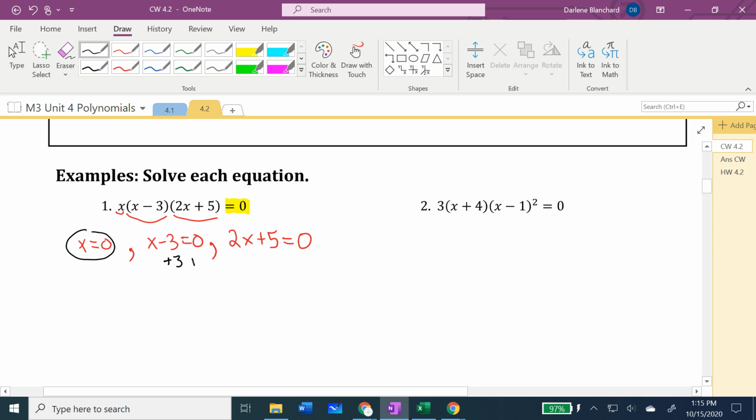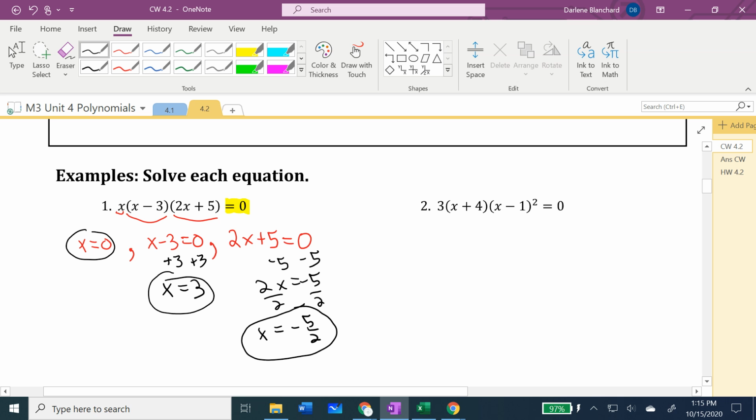I need to add 3 to both sides here, and I have my next solution. And then I'm going to first subtract 5, and then divide by 2. And I have 3 answers. And I'm assuming you realize that negative 5 halves is negative 2.5. You can write it either way. I don't care which way you write it. So we are getting 3 solutions to this equation.